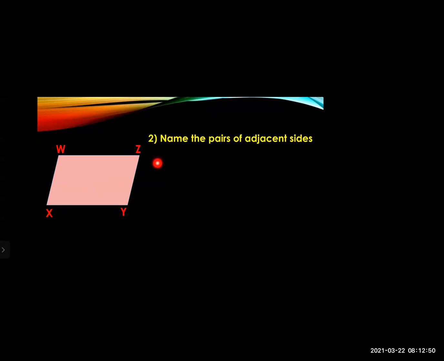Now let's see some adjacent sides. Can you tell me the adjacent sides in this figure? Adjacent means what I said, the sides which have a common vertex. Can you tell me the pairs of adjacent sides in this figure? Yes. Unmute your mics. Name the pairs of adjacent sides in this.